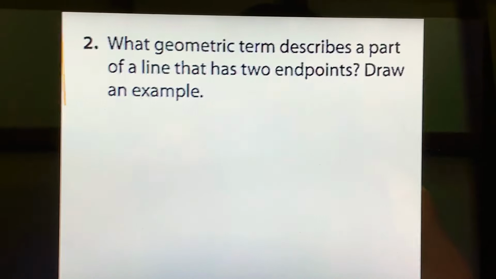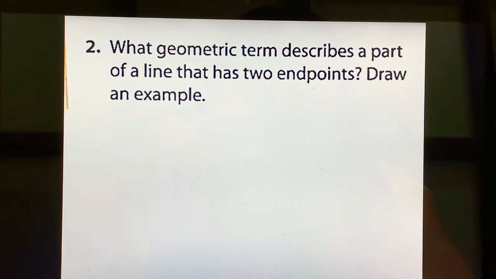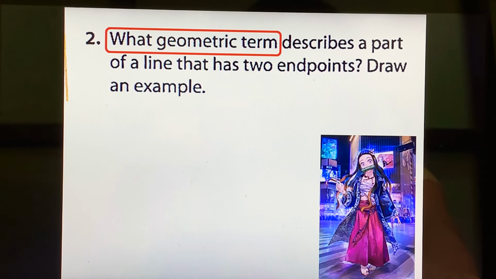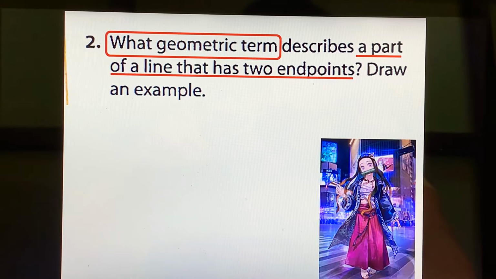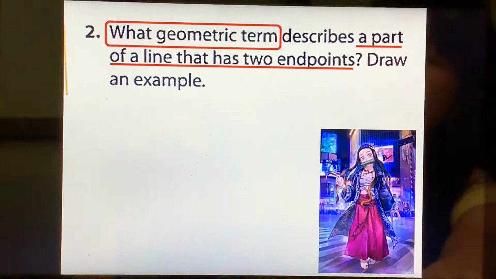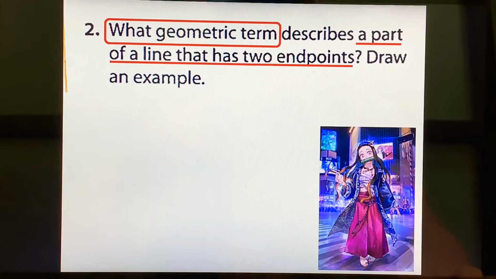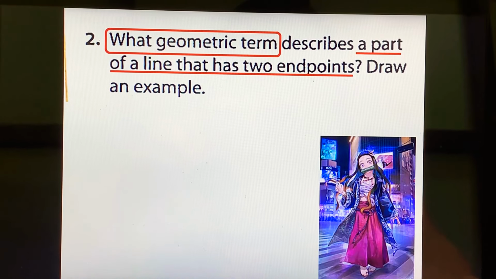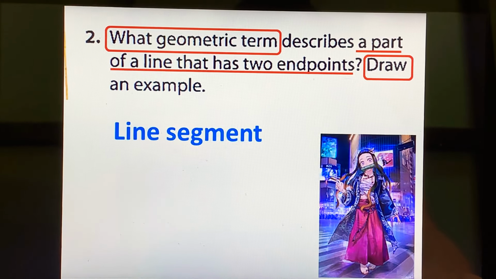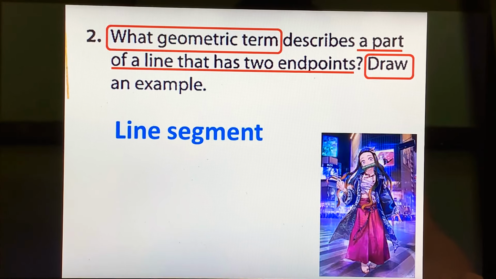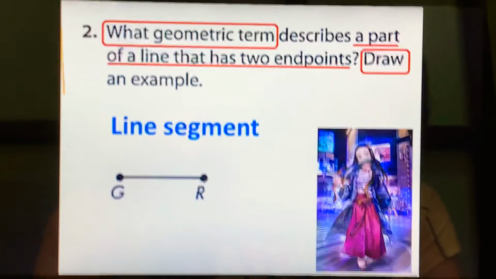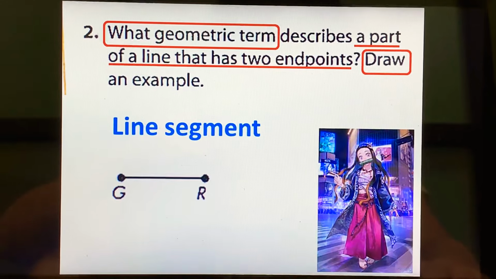Let's move on. What geometric term describes a part of a line that has two endpoints? 它是有两个端点的，它是直线的一部分，是哪一个呢？The answer is line segment. 答案是线段 line segment. Draw an example. Of course, you can draw an example of line segment using any two letters you want.